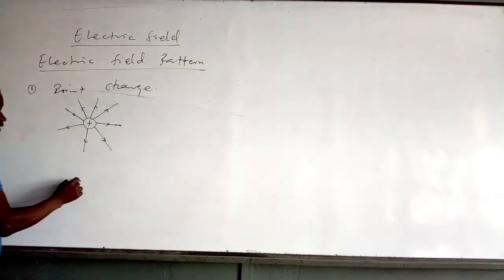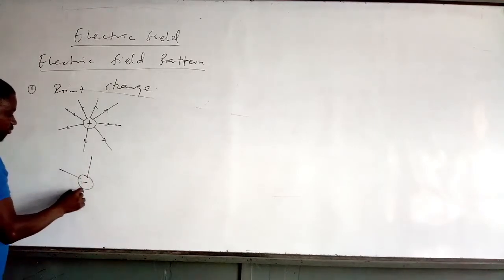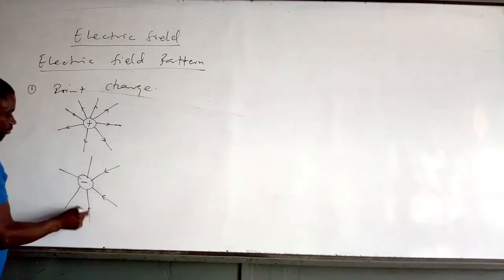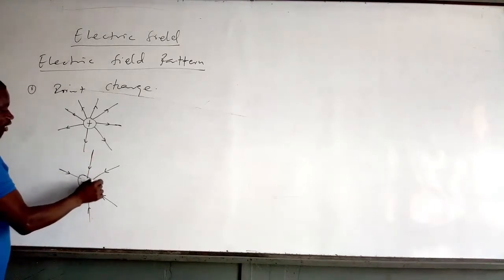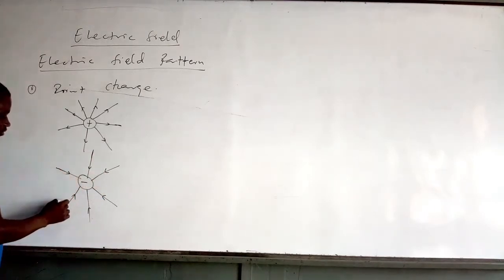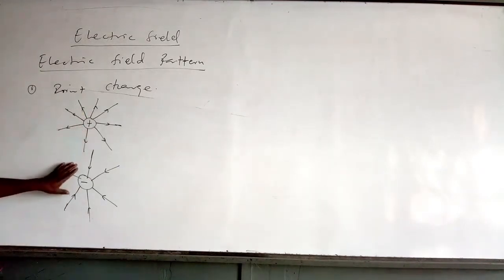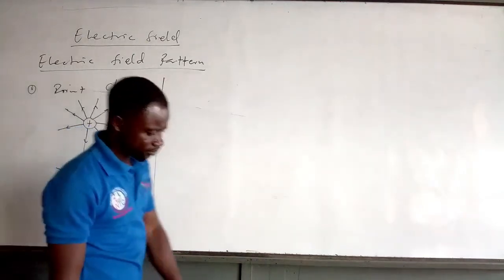For a negative charge, they move towards the charge like this. So when you pick a negative charge, the lines of force pattern behave like this. This is how the lines of force pattern behave for a positive charge. This is how they behave for a negative charge. We call them point charges. Good. Number 2.